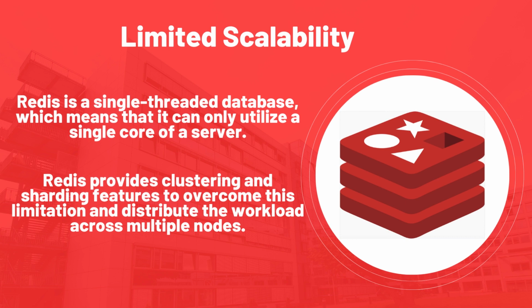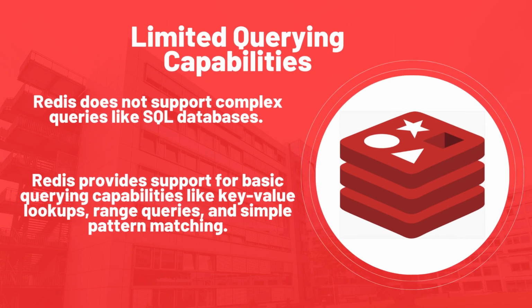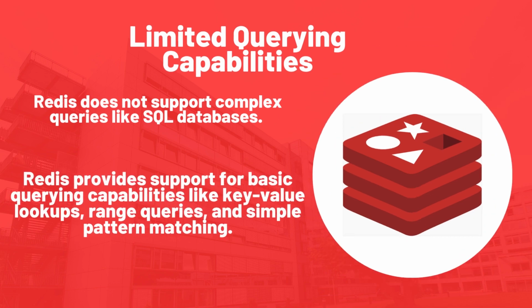Limited scalability. Redis is a single threaded database, which means that it can only utilize a single core of a server. To overcome this, Redis provides a clustering and sharding feature to distribute the workload across multiple nodes. Limited querying capability. Redis does not support complex queries like SQL databases. To bridge the gap, Redis provides support for basic querying capabilities like key value lookup, range queries, and simple pattern matching.